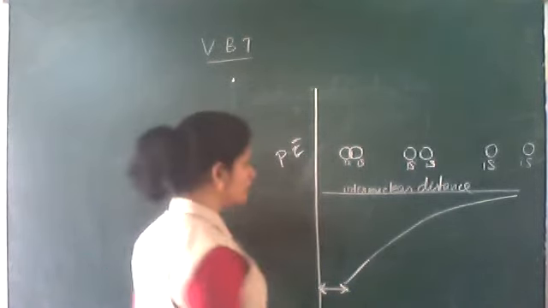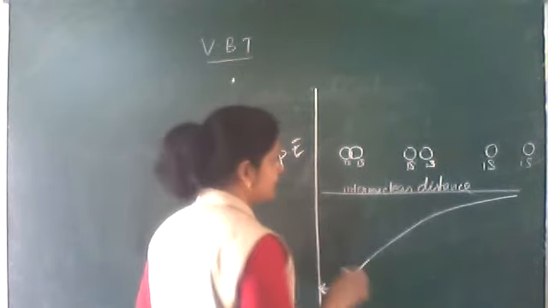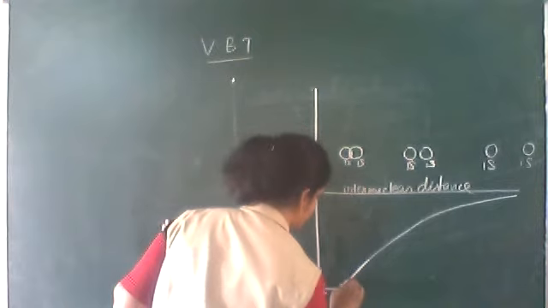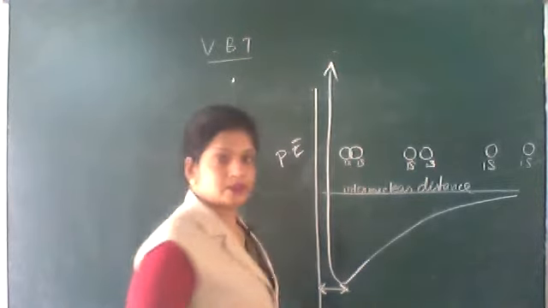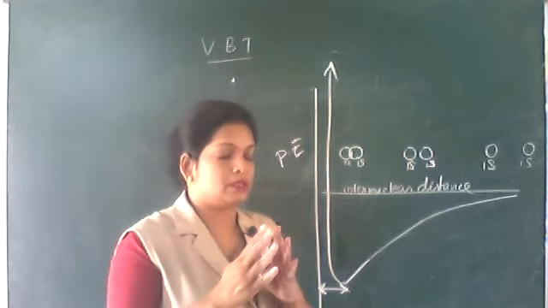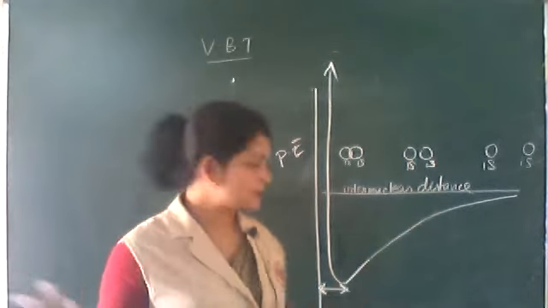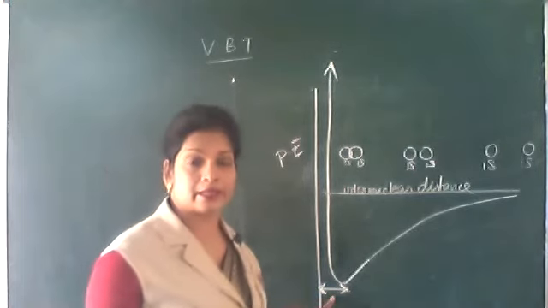This is the bond length, and if they are made to come closer again, then the potential energy shoots up. Potential energy increases, and these atoms move far apart. So this is the bond length.